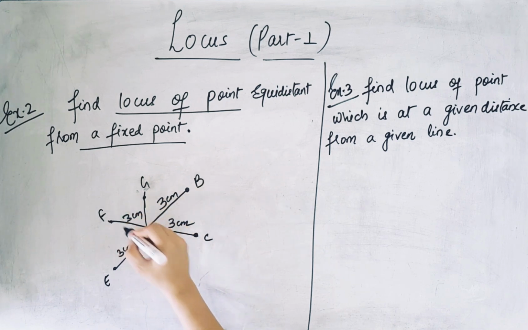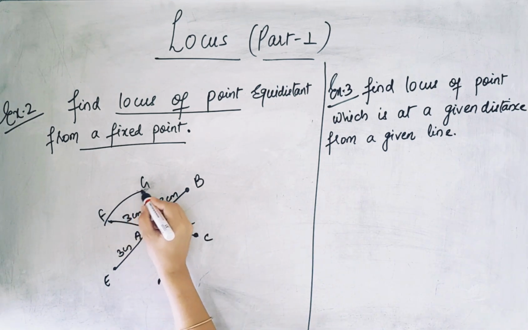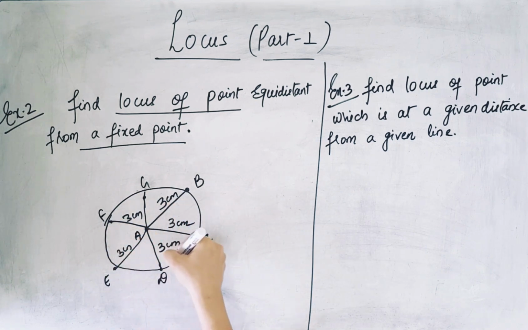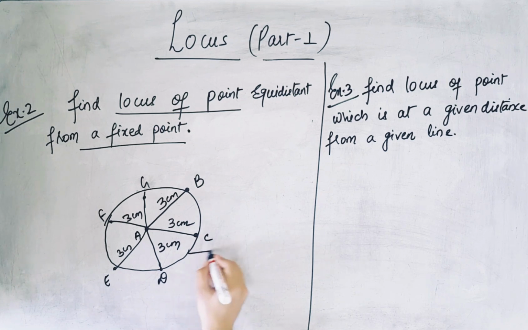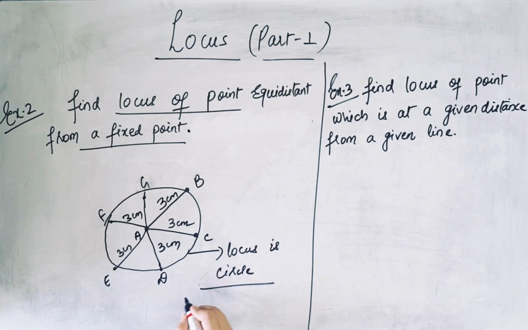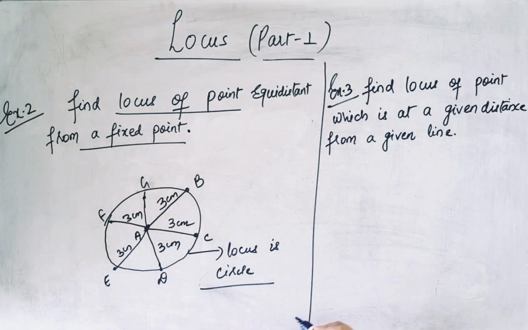तो ये fixed point हमारा आ गया. Now locus is what? Path traced. Path traced means we have to join these points. Now when I join these points, I'm getting what? The locus is a circle. In this case, locus is what? It is a circle which is equidistant from a fixed point, and that fixed point is what? The center of the circle.